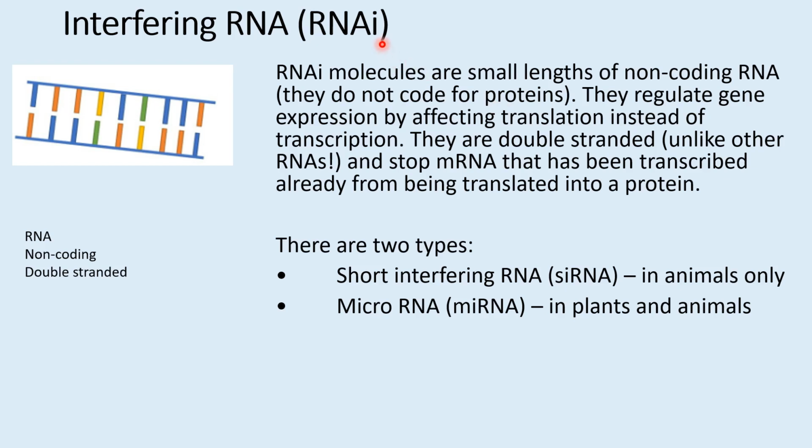RNAi is a generalized word. It's a very general word. Interfering RNA. There are two specific types you need to know for your exam. siRNA, short interfering, and that is only in animals. There is nothing in plants, only in animals. And you have microRNA, miRNA, and that's found in animals and also in plants. So the unique thing about this is that it's found in plants.